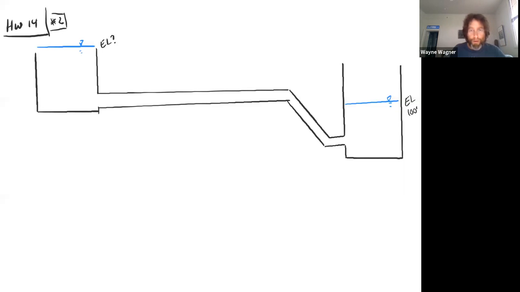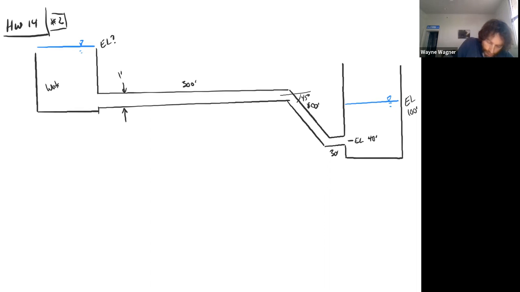So elevation question mark. This distance right here is 300 feet. This is a 100-foot section of pipe, and this is a 30-foot section of pipe. This elevation right here is 40 feet. Everything that looks horizontal is horizontal. This bit right here is 45 degrees. The whole pipe has a diameter of 1 foot.